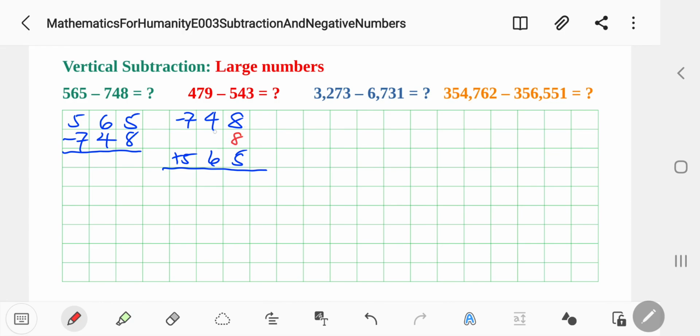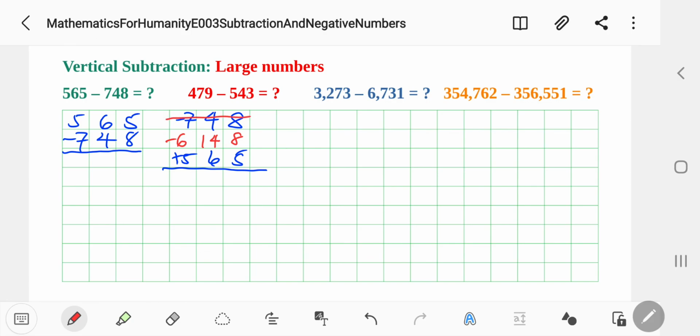Bring down 8. 4 is less than 6, so you have to borrow 10 from the next number to the left. So this is 14 now. And then you have to bring down a number less than 1 from 7, so this is equal to 6. That's negative 6 now.